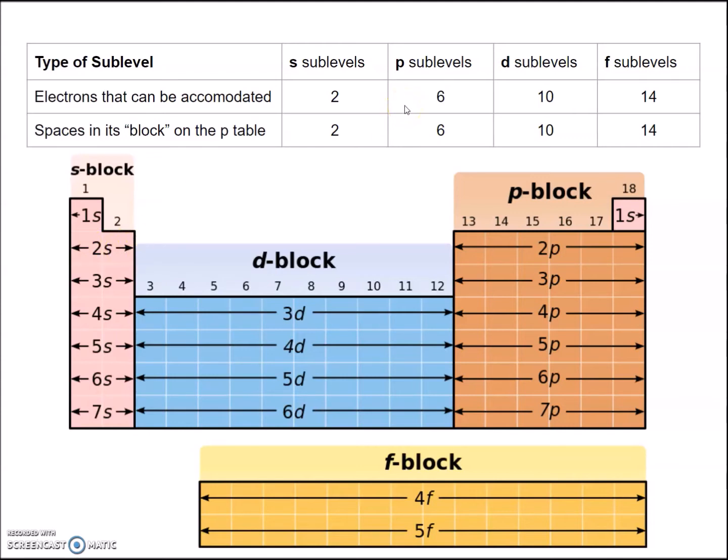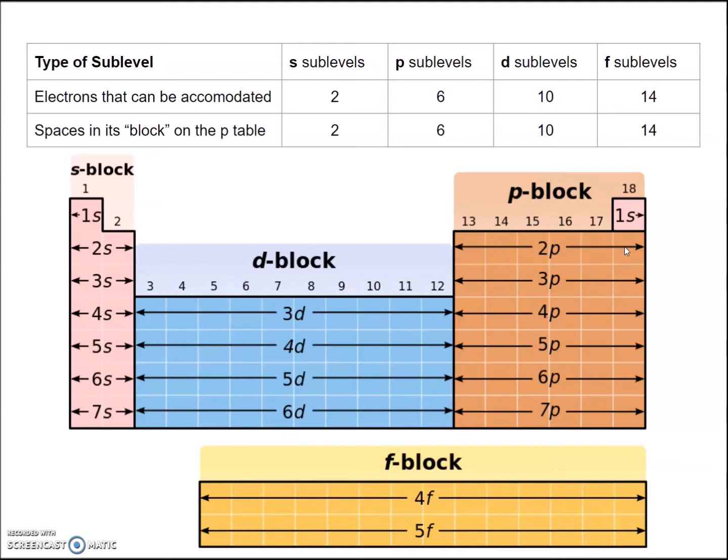What about the p sublevels? They contain 3 orbitals, each of which can hold 2 electrons. 3 times 2 is 6. 6 electrons that can be accommodated, 6 spaces in the p block on the periodic table. Let's count these. 1, 2, 3, 4, 5, 6.